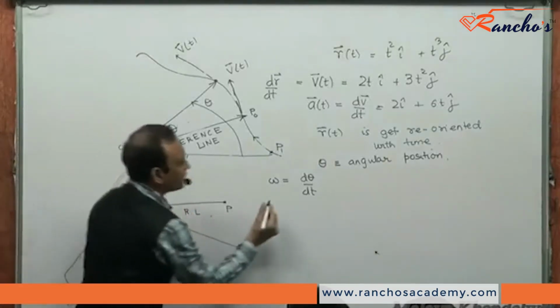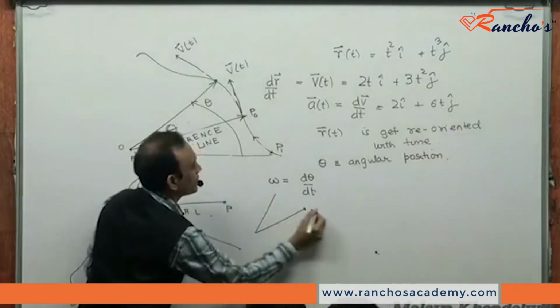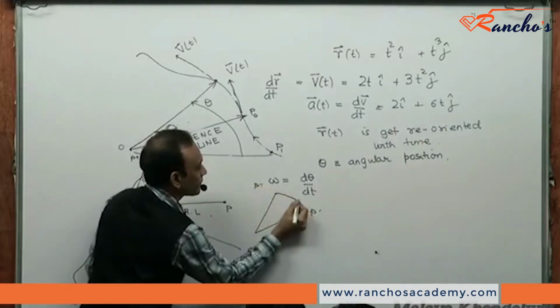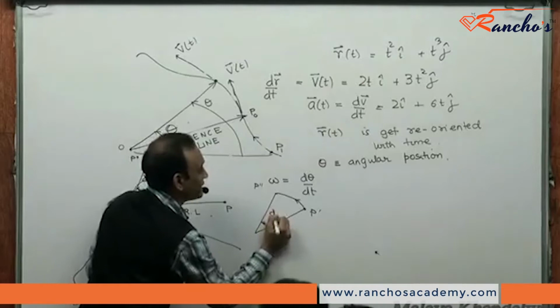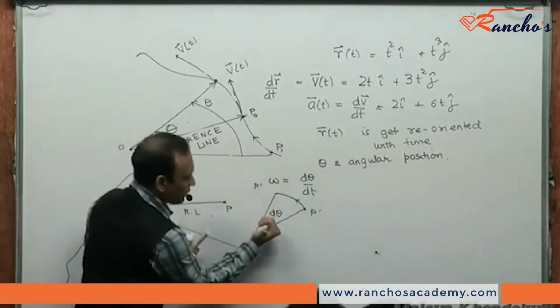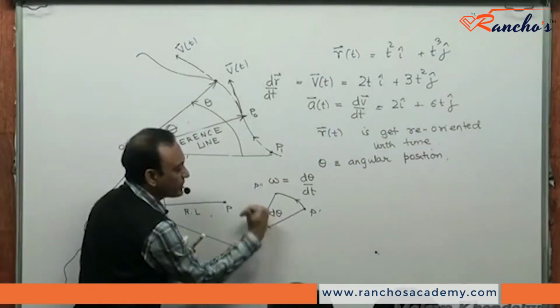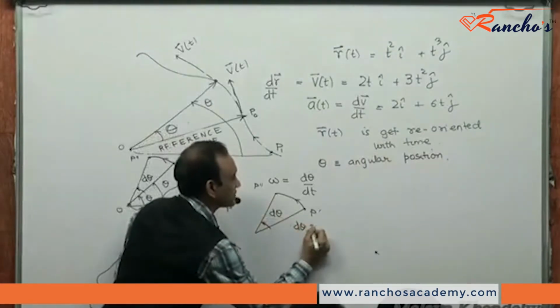If the particle went from P prime to P double prime, and this was my d theta, the change in theta, which is anti-clockwise, then observe the thumb. Curl your fingers in the sense of d theta. In this case, d theta is anti-clockwise.